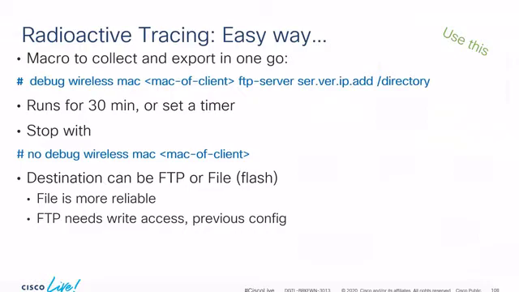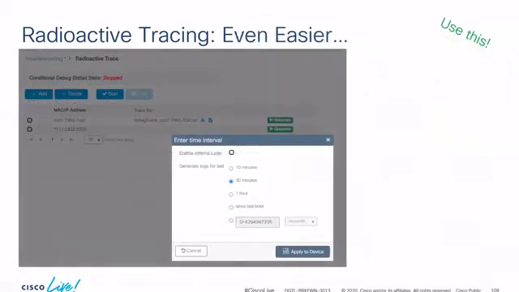By default, the tickle script runs for 30 minutes, but you can choose to set a timer. You can also choose to stop the debugging, even though it is set for 30 minutes, whenever you want by running the no form of the command. Now the destination can be an FTP server or it can be the local file, but we generally recommend writing to the local flash, simply because any sort of problem with the FTP server, write access permissions or any packet drops would mean that you will simply lose your debugging data. So it's always better to write to the flash and then either view it or export it.